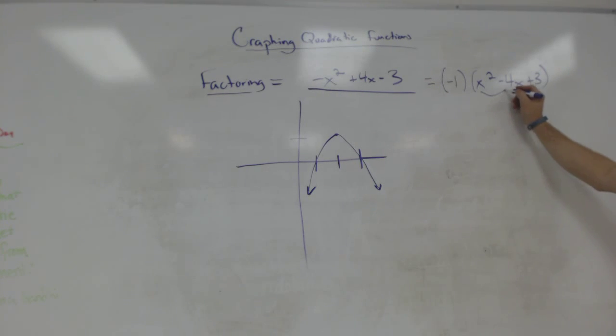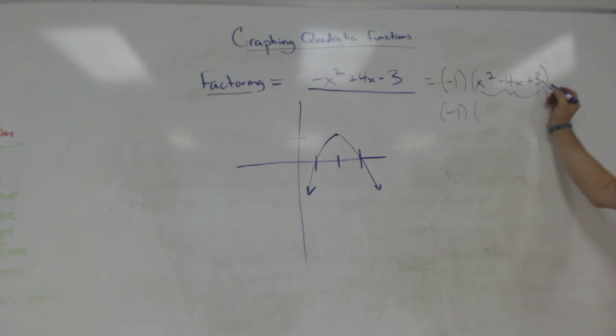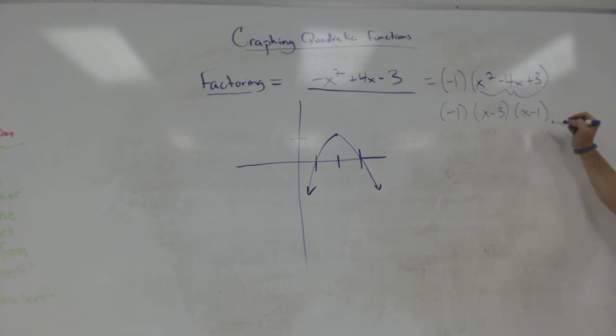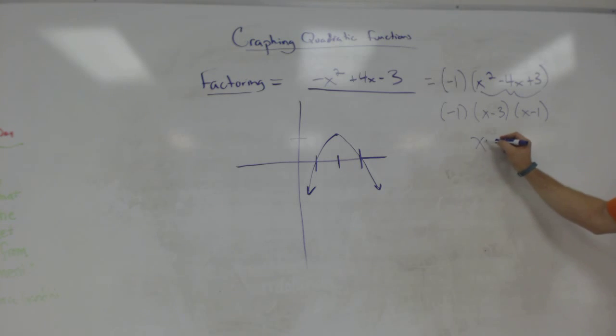So now we just factor this. We have -1, and then factors of 3 that add up to -4. How about x minus 3 and x minus 1? And then if I asked you to find the zeros, it would be x equals 3, x equals 1.